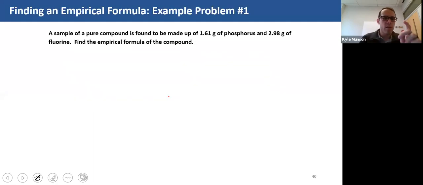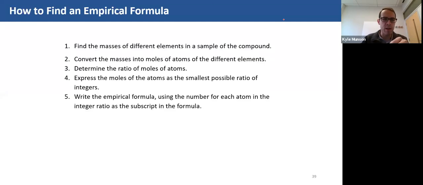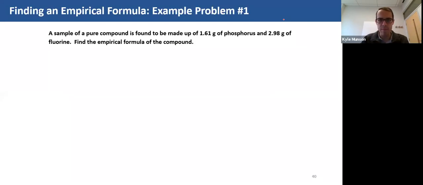Okay, so here we go. A sample of a pure compound is found to be made up of 1.61 grams of phosphorus, 2.98 grams of fluorine. What is the empirical formula of the compound? So the first thing we're going to do, remember, we have the masses, check, that's step one. Step two, convert the masses into moles of the atoms. So we're going to do that here.